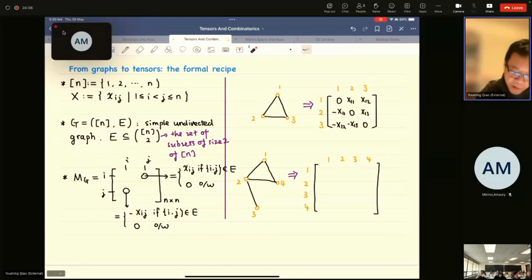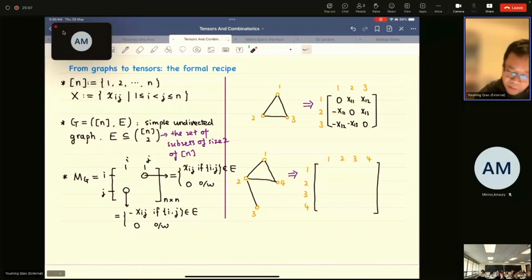And the recipe here is that then we're going to construct the skew symmetric matrix MG. For the ij position, you are going to put xij if ij is in the edge set and 0 otherwise. On the other hand, for the ji position, you are going to put minus xij if ij is in E and 0 otherwise. So this is simply just repeating what we were doing for the triangle case, putting it into the more general format. And we quickly do one example of this here.